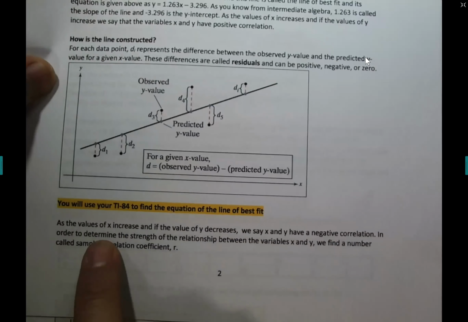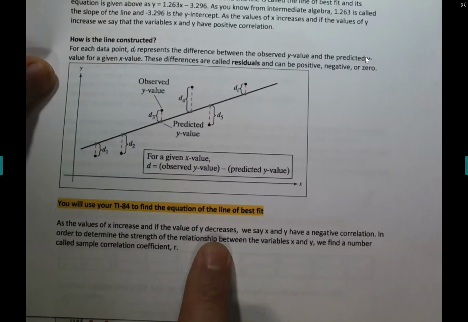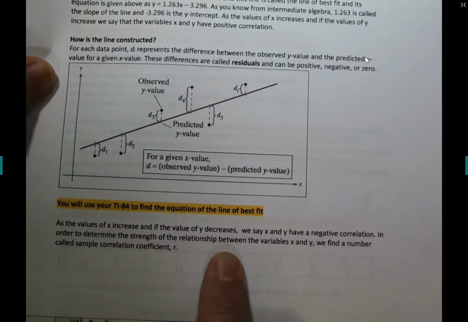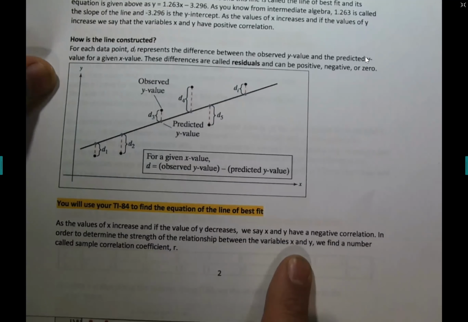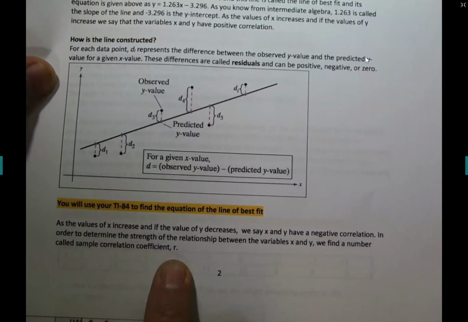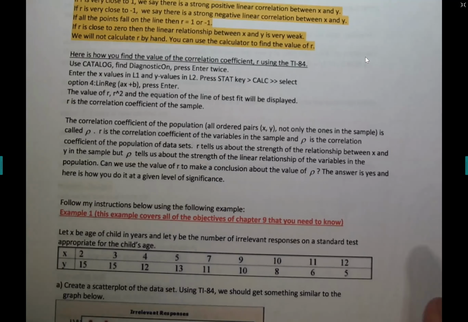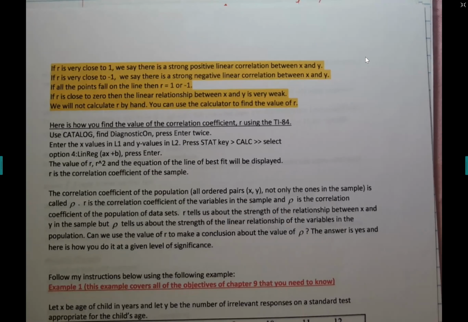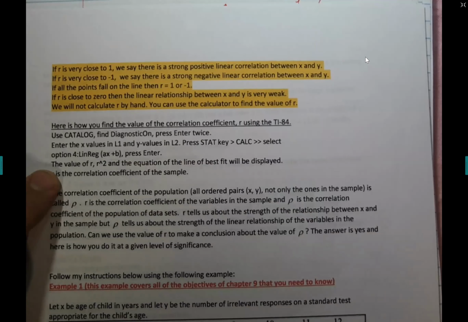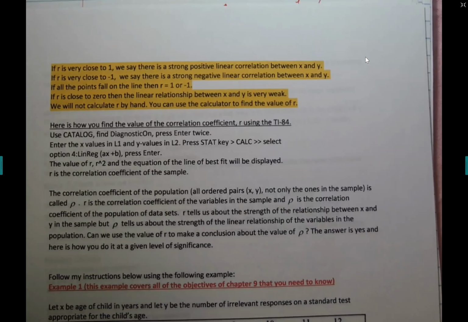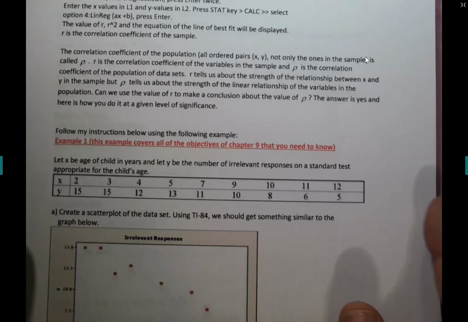As we said, as the values of x increase, if the value of y decreases, we say x and y have negative correlation. In order to determine the strength of the relationship between the variables x and y, we find the sample correlation coefficient r, which you learned how to find. So that's r. And guys, I explained to you how to interpret the value of r. This is how you find r if you didn't set it up on your calculator today. Okay. What we're going to do, we're going to do a part of this exercise now.